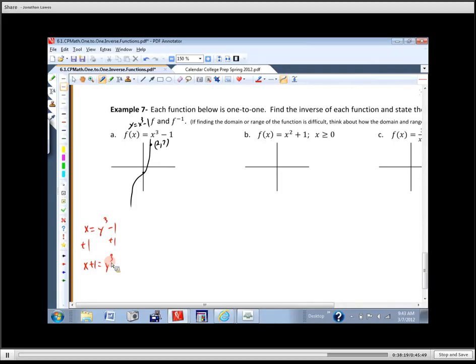And how do we undo cubing? Cube root. So this is going to be y equals the cube root of x plus 1. Okay, now I'm going to write it this way. If this is f, this is going to be f inverse of x is the cube root of x plus 1.